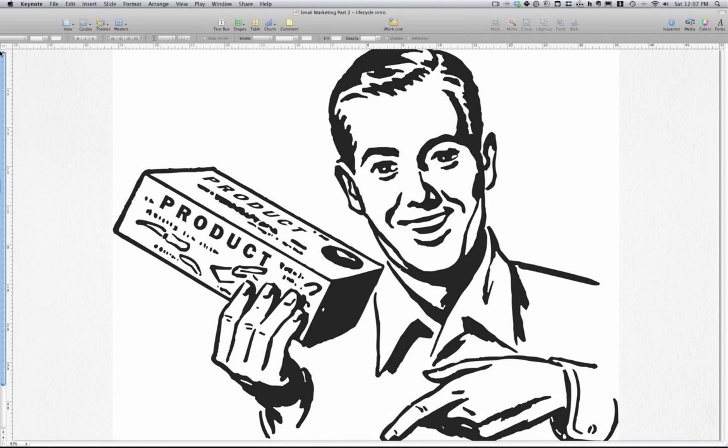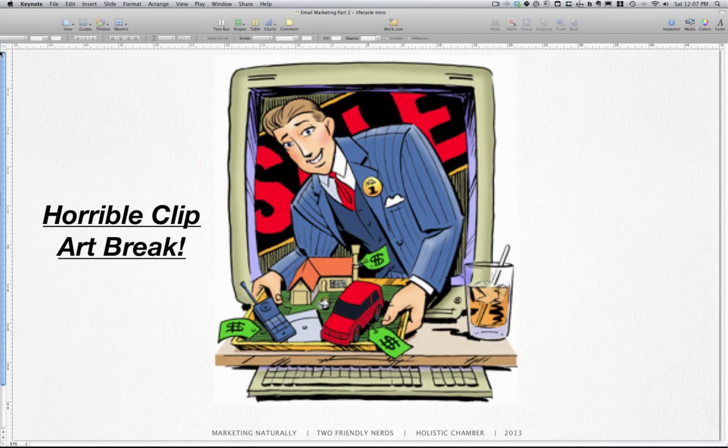This is really the traditional model, but there are basic problems when we take this traditional model and move it online.